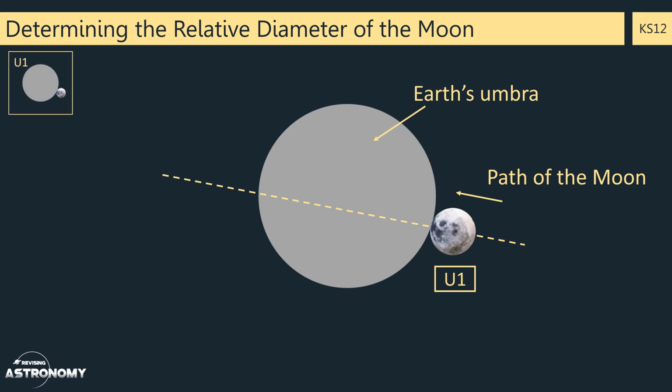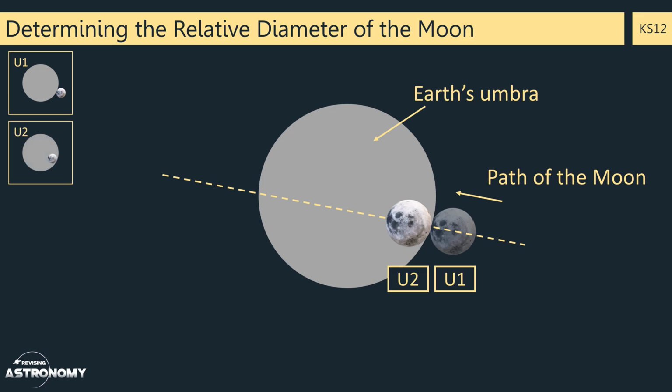We'll keep the eclipse going to the next key point, known as umbral point 2. As you can see, this is the point where the moon has completely entered the umbra, and this is the start of the total lunar eclipse.